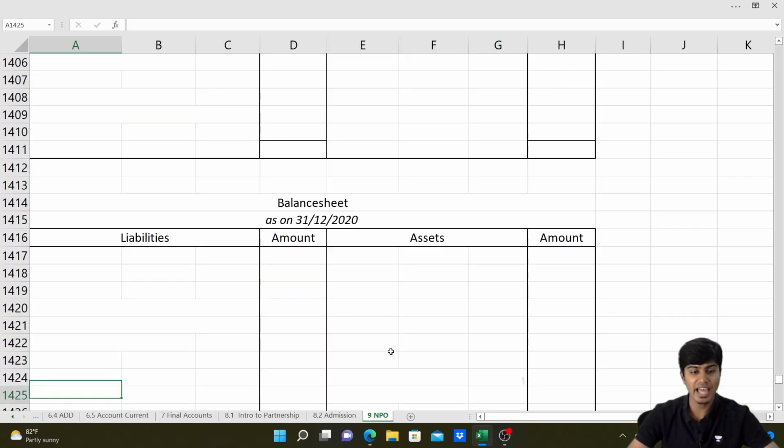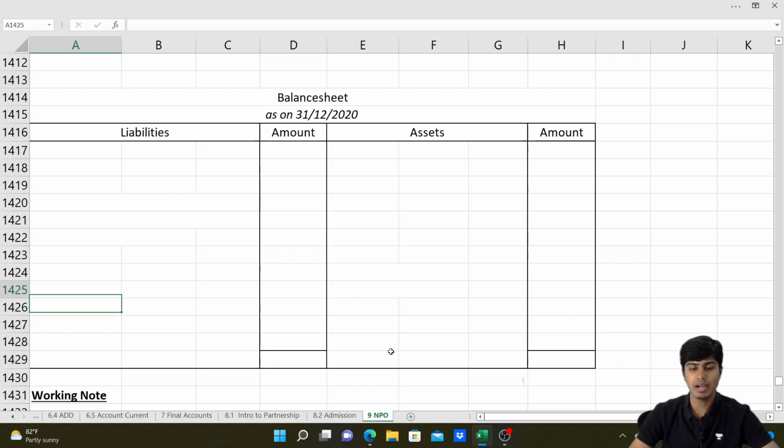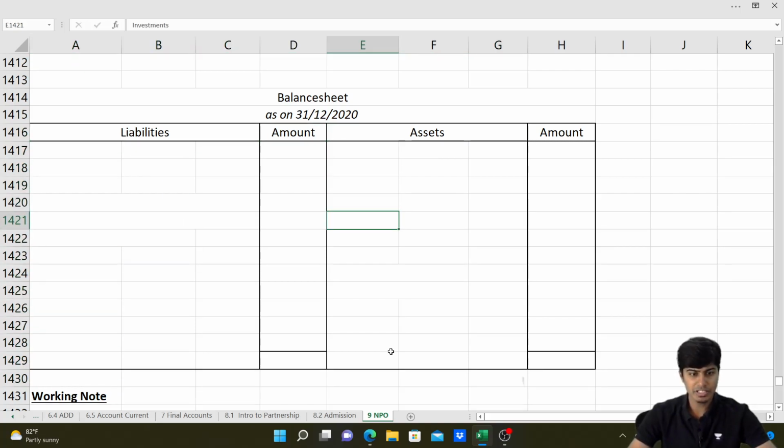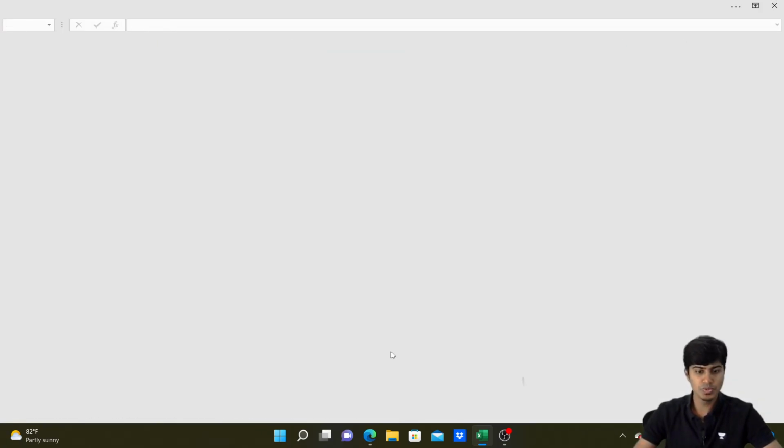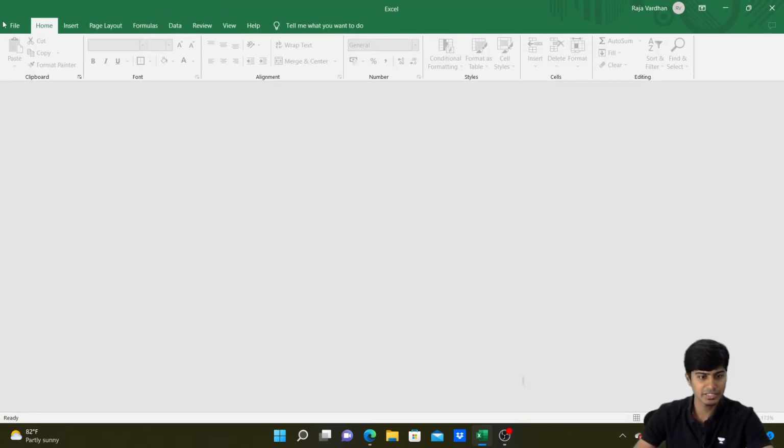You get it? Okay, so we'll write this 1 lakh rupees worth investments on the opening balance sheet as well as the closing balance sheet as asset. So this is the closing balance sheet. Balance sheet as on 31st of December 2020. Let's write here investments. Oopsie, sorry. The file crashed.